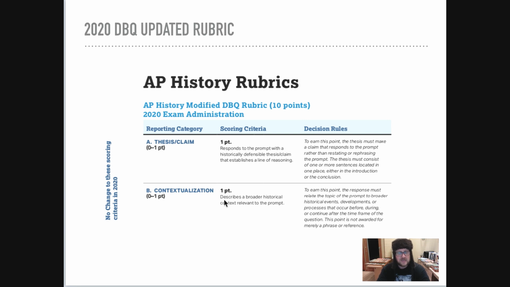Same thing. Again, in your first paragraph, we're also wanting to see contextualization. Typically, looking at the broader historical context that is relevant to the prompt. That typically happens right before the time period of the prompt or right after the time period of the prompt, and in some cases, during the time period. Again, these points have not changed whatsoever for the new redesigned DBQ.